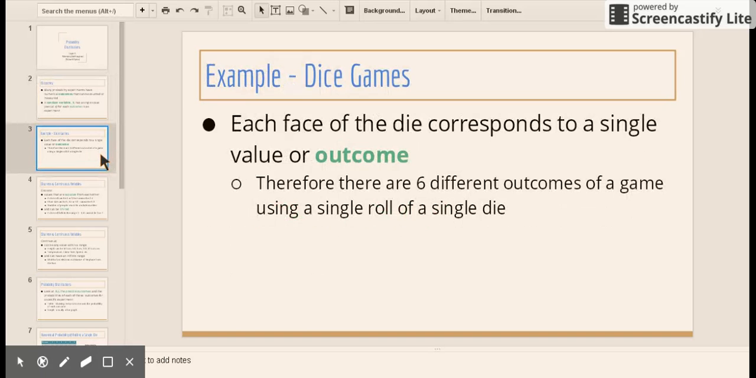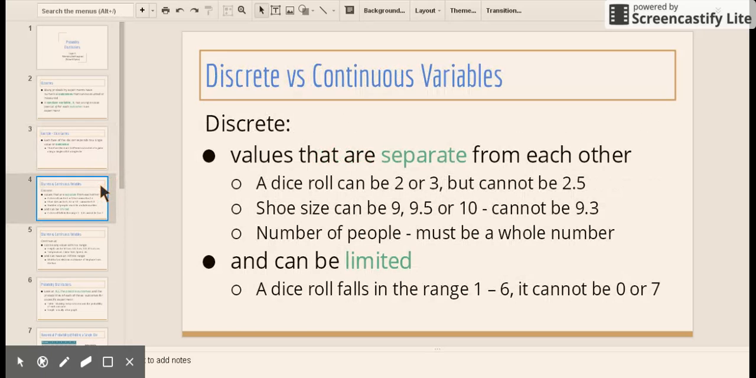Okay. So for example, if we look at a dice game, each face of the die corresponds to a single value or an outcome. Okay, so that's the things that we're looking for in the experiment. In this case, there are 6 different outcomes of the game using a single roll of a single die.